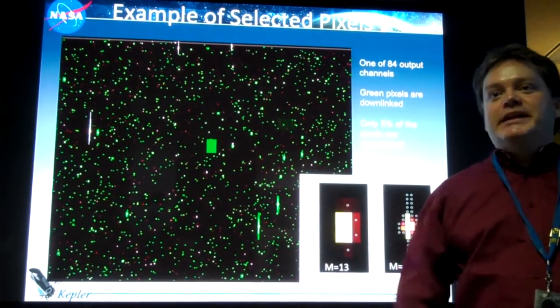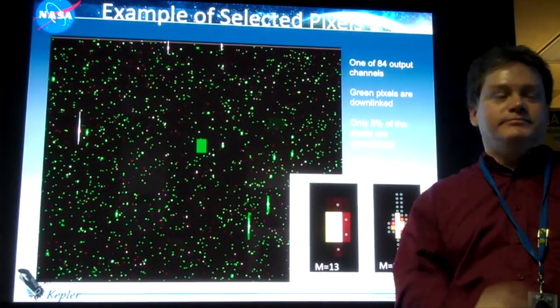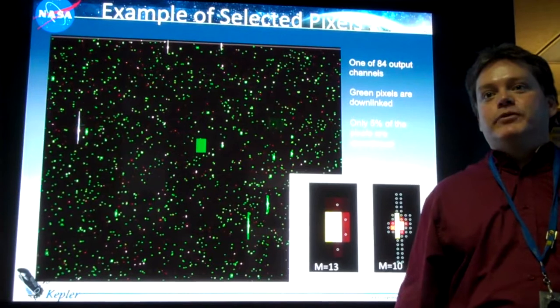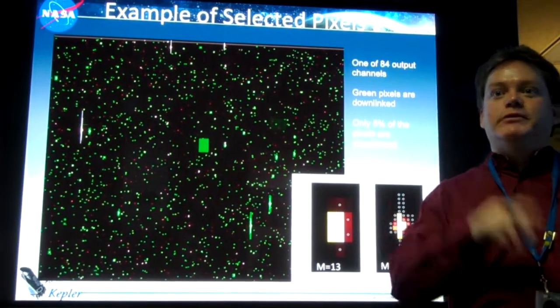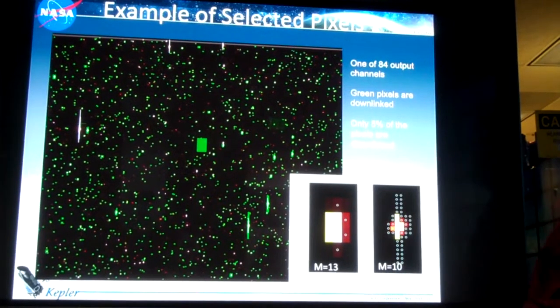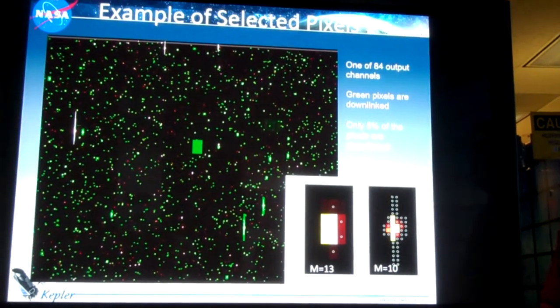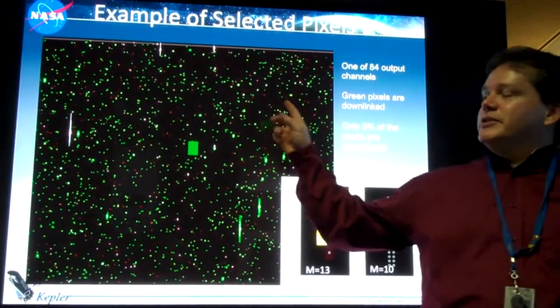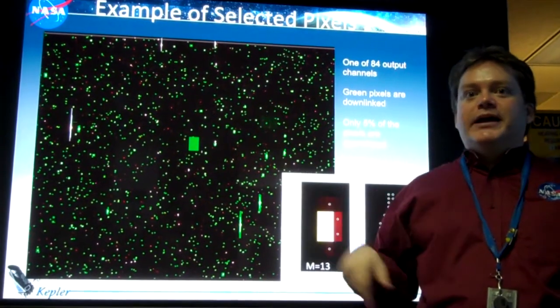Like I said, we have 95 million pixels on our focal array, but we can't afford to either store that on board or download it to the ground because it's just way too much data. There's various methods we use to compress the data, but the number one thing we do is we actually only downlink about 5% of the actual pixels.